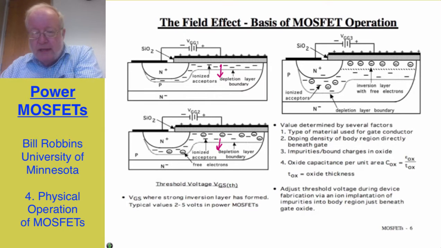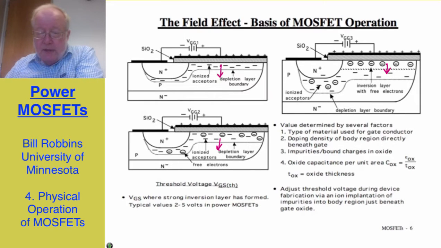And at that point, the gate to source voltage is equal to what we call the threshold voltage. And as I increase the gate to source voltage larger than the threshold voltage, I begin to increase the thickness of this so-called inversion layer. And so now I have a path for current to flow. I've converted the area just under the oxide in the body region from p-type material to n-type material. And so now I have a conducting path from drain all the way to the source, and so current can flow.